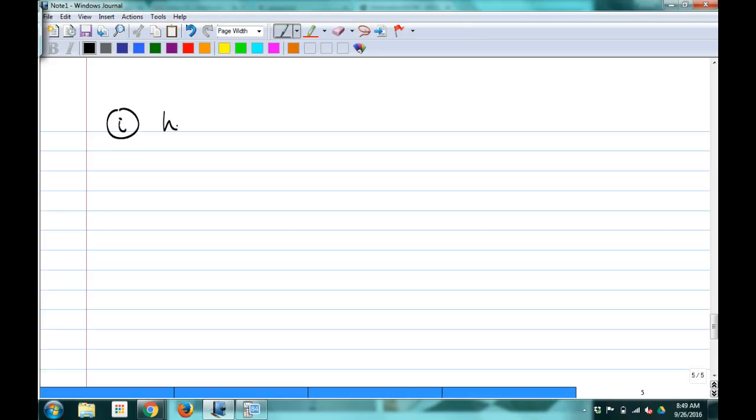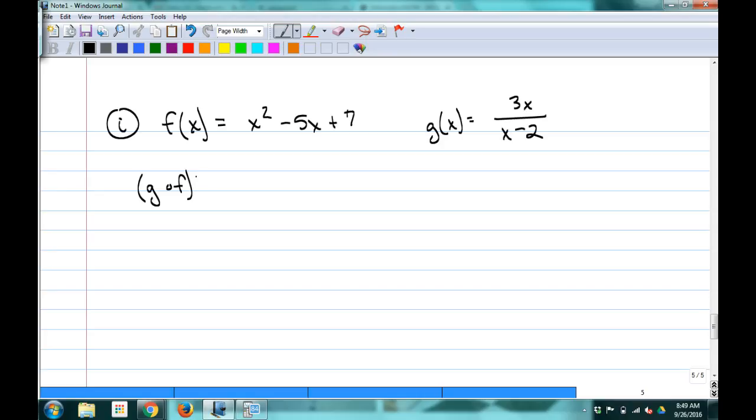Example: h of x. Well, let's do f and g. I'm tired of h. I don't write those well. I had to fight to make myself write k instead of g. f of x is x squared minus 5x plus 7. Doesn't matter what they're called. g of x, let's do 3x over x minus 2. Does it look familiar, right? All right. Now, let's do g composed with f, and we're going to find the domain as well.